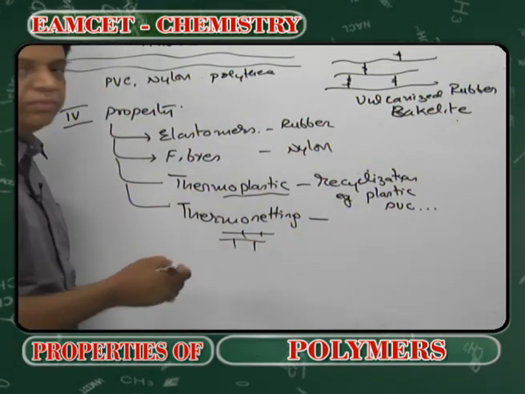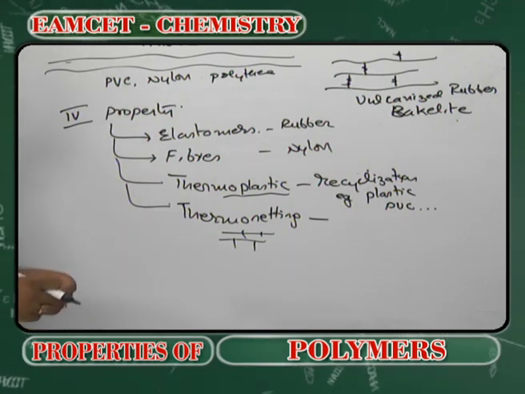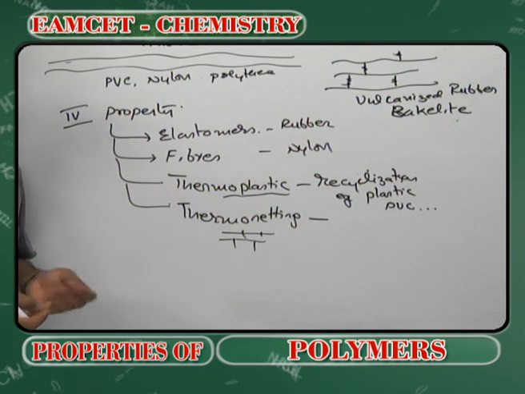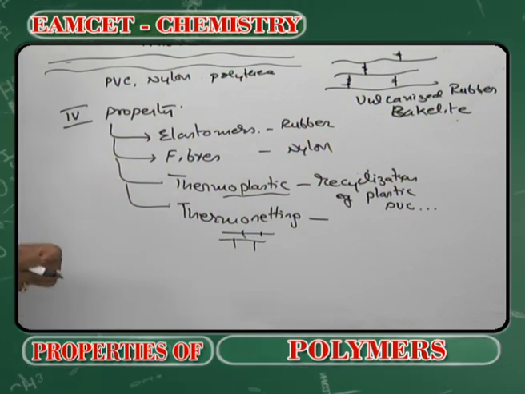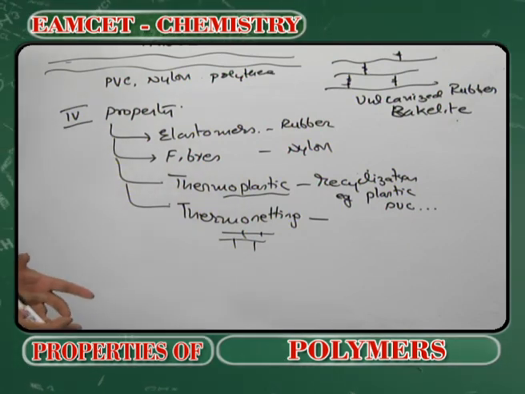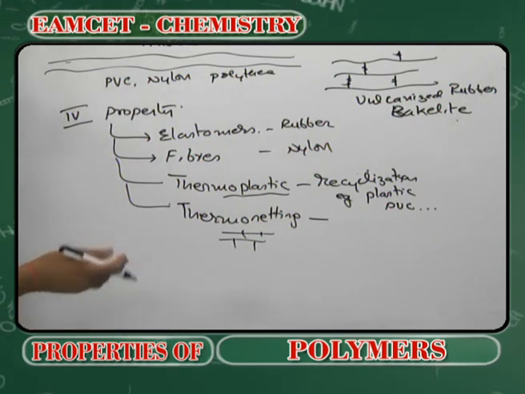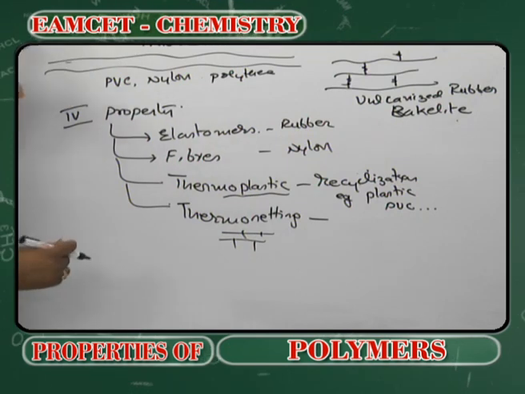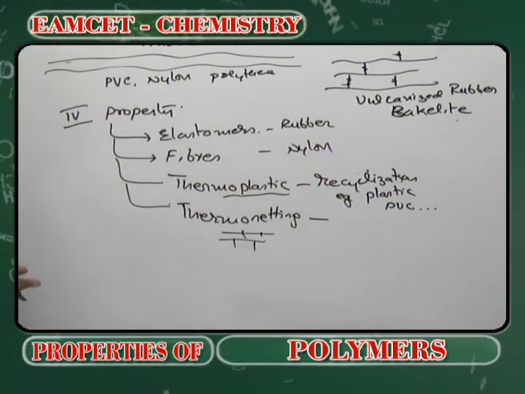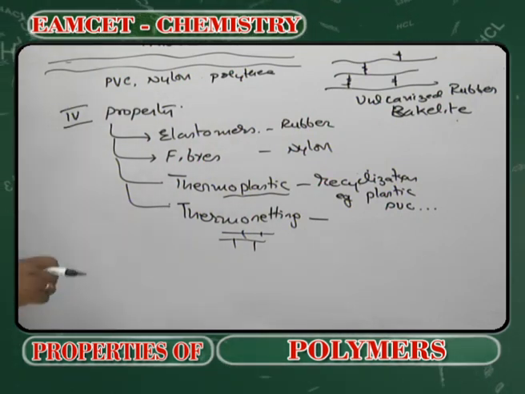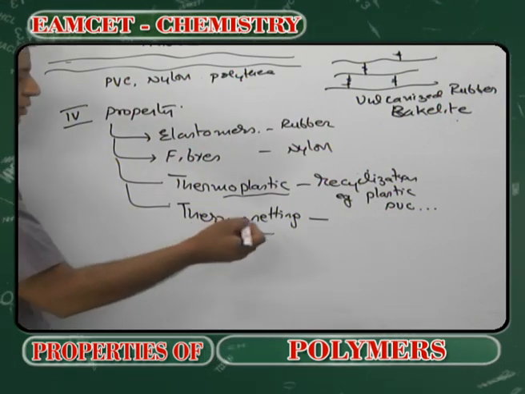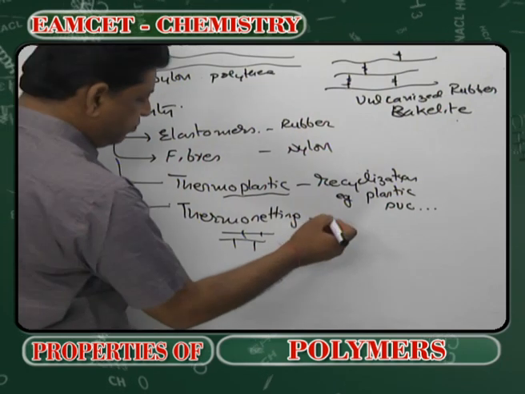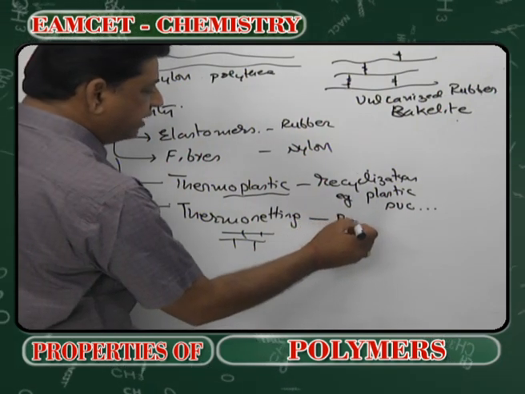Once a polymer solidifies when you are polymerizing it, and you heat it, it won't easily melt. If you heat it strongly, it will burn and catch fire, but it will not melt easily. Therefore the recyclization benefit will not be there, but thermosetting polymers are used in making electric switches, ironing handles or pressure cooker handles, because they can withstand high temperature. Bakelite is one example.